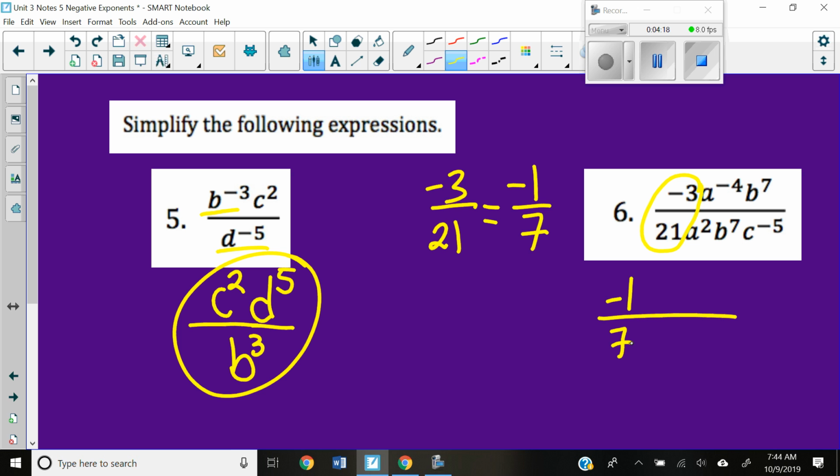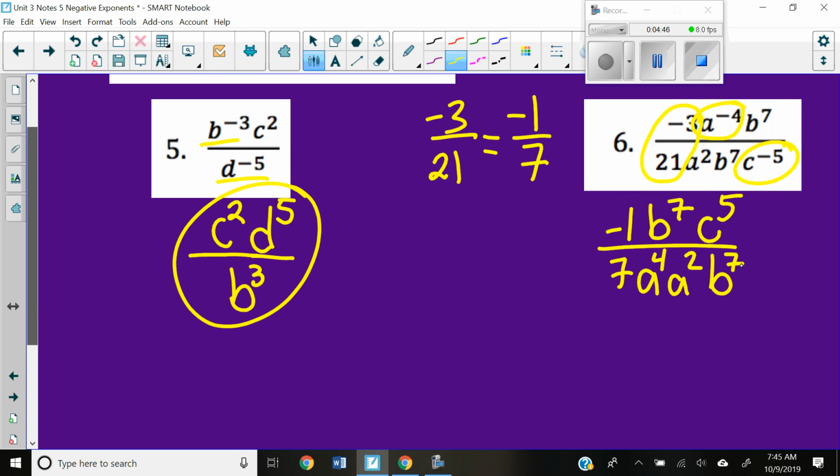Coefficients, done. Now I look, my a in the numerator has a negative power, so I'm going to bring that down, and it's going to become positive. B to the 7th is positive, so it's going to stay in the numerator. And now I'm going to go to the denominator. A squared, positive, so it stays where it is. B to the 7th is positive, so it stays where it is. And c to the 5th has a negative, so I'm going to move it up. All right, I moved it, so it becomes positive.